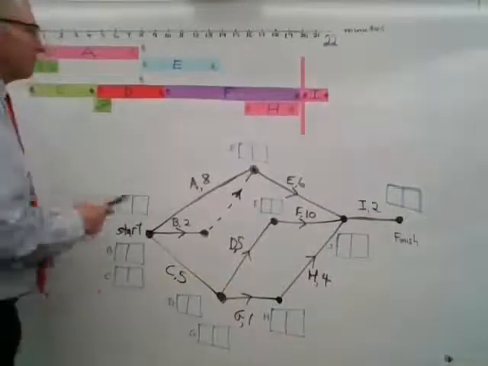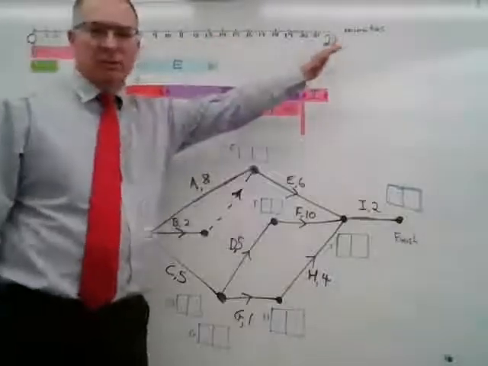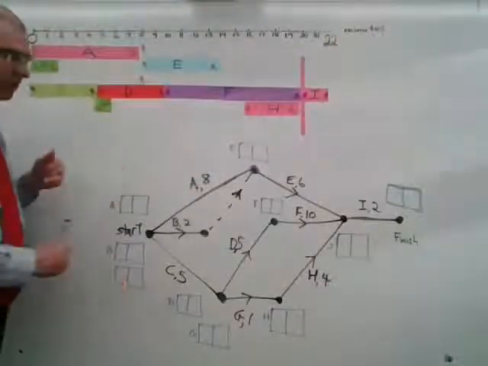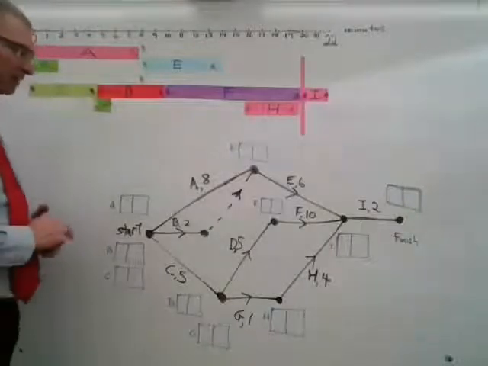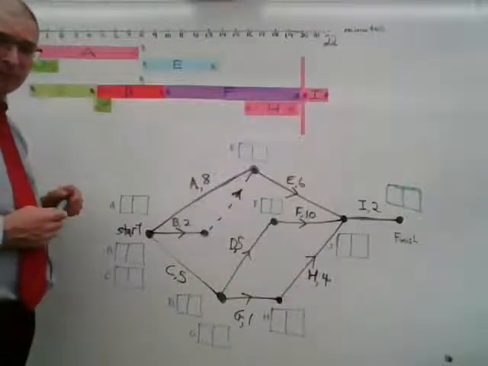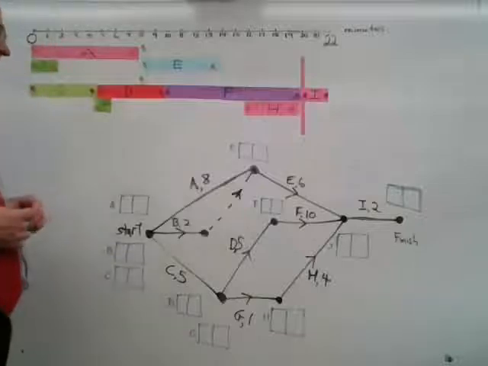Okay, so we've got a 22-minute project and the timeline is across the top of the board here. And we've got a network diagram for the project here. We're going to work out the earliest start times and the latest start times. We're going to work out float times for the activities and determine the critical path.